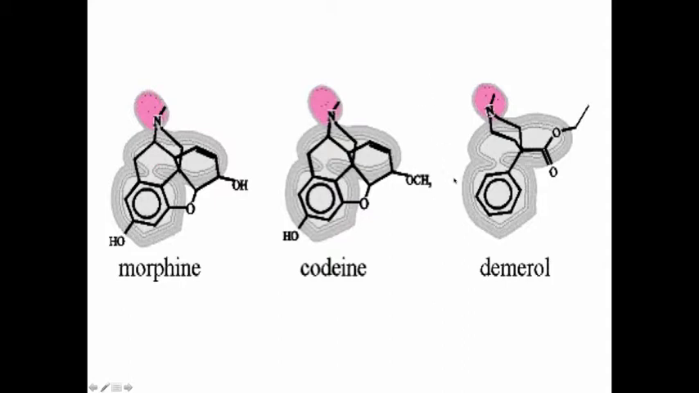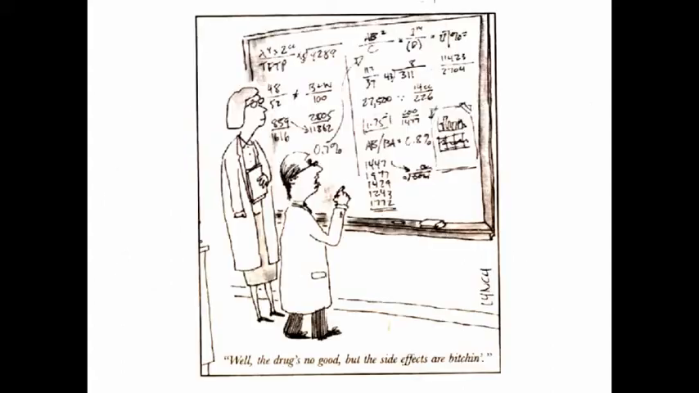And so what pharmaceutical companies do is they try to design molecules that mimic the effects that they want, like pain killing, but don't have the negative side effects such as being addictive. And this is how they make their money. Well, the drug's no good, but the side effects are bitchin'.